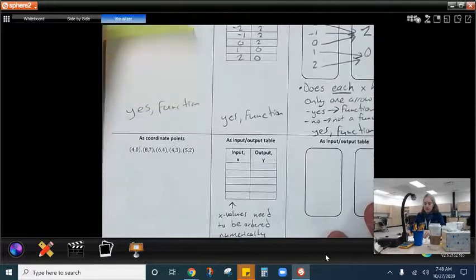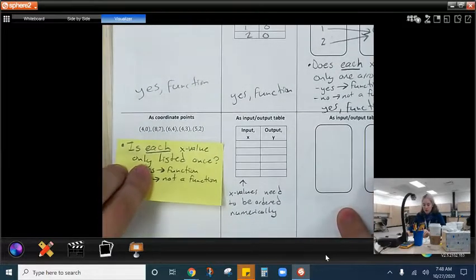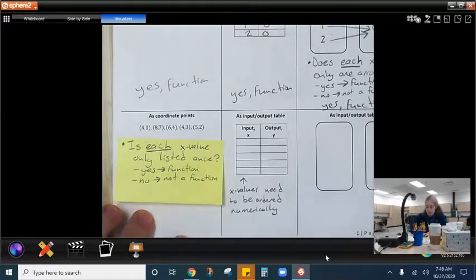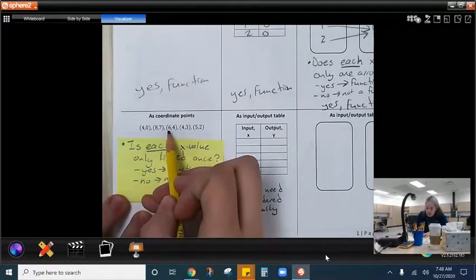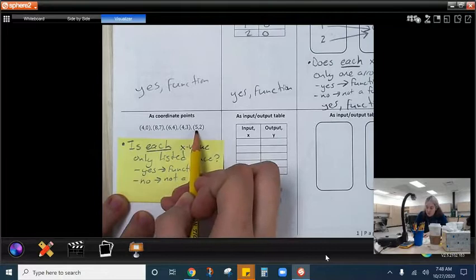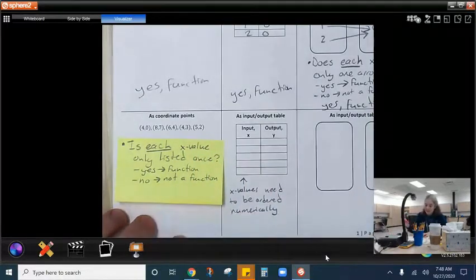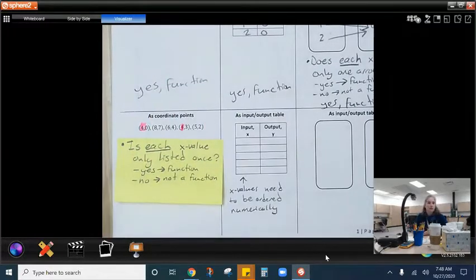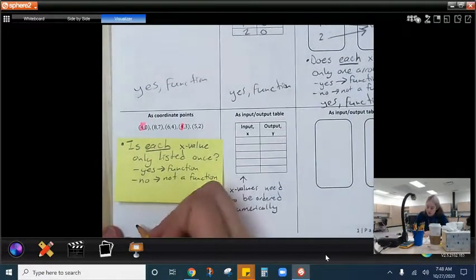So now I'm going to move my sticky note down here. We want to ask ourselves, is each x value listed only once? So we've got (4, 0), (8, 7), (6, 4), (4, 3), and (5, 2). Well, wait a second. I think I said a 4 for my x and another 4 for my x. So is it listed only once? No. So this is not a function.